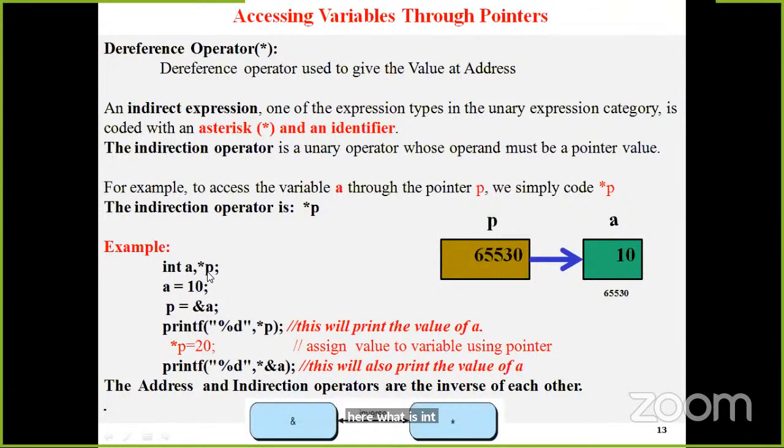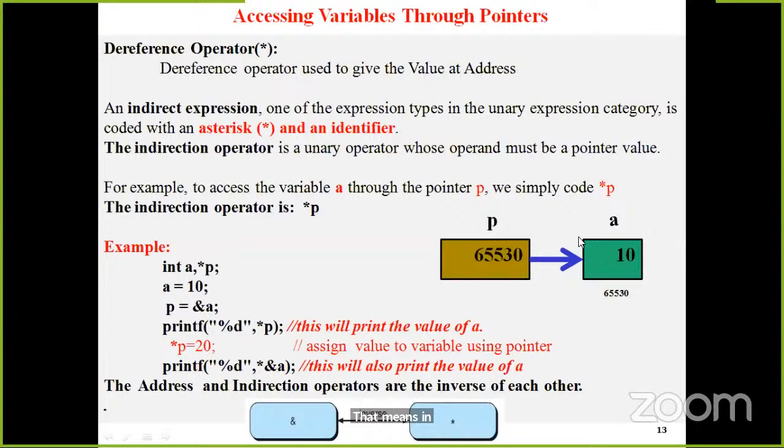Star p means it is a pointer declaration. Here p is a pointer. It is not pointing yet, but it will store something. In the next step, a equal to 10, which means the value 10 will be stored in a.